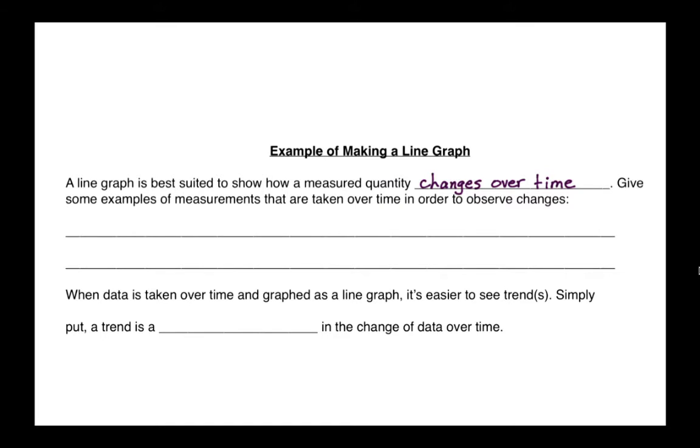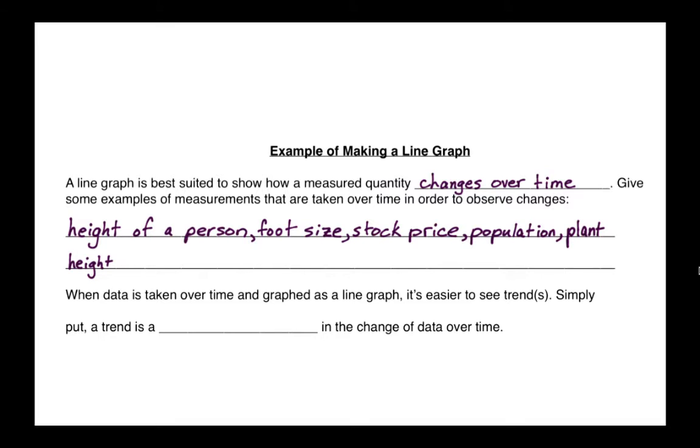So here are some examples of measurements that can be taken over time, and we can look at how they change over time. Things like the height of a person, or their foot size, or stock prices change over time. We can look at how population changes over time. Plant height can change over time. Somebody's heart rate can change over time. And temperature can change over time. Now, there's lots of other examples. I'm sure you could come up with some yourself, and you're welcome to add them into your notes here if you want.